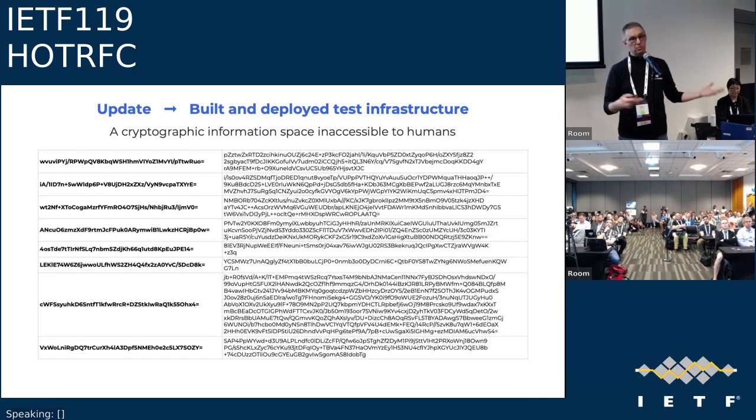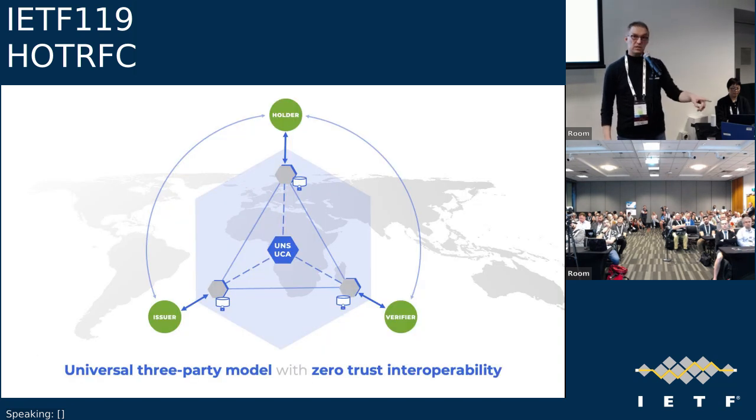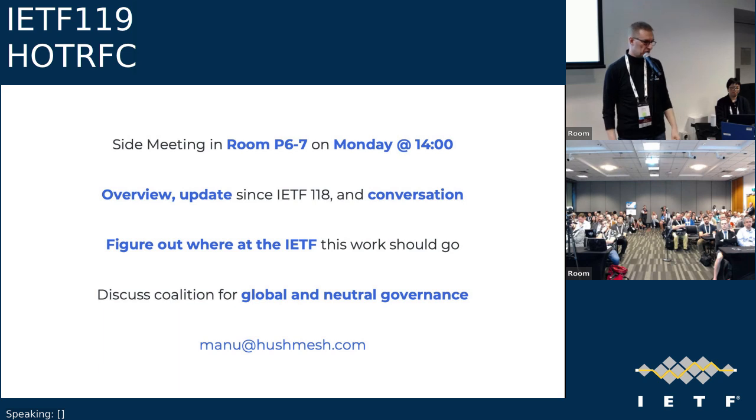So the update is that we built a first version of this, we deployed it, and we are testing it right now. You end up with an information space that is fully encrypted with keys that no humans have access to at all. Only the verified machines have access to the keys. Interestingly enough, it also solved for the decentralized identity space. You can see that it collapses into a three-party model with full zero trust interoperability between any type of credentials that you would flow through that network.